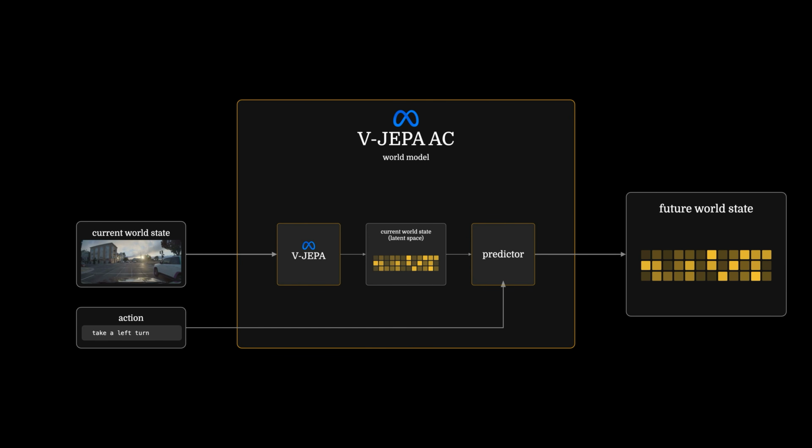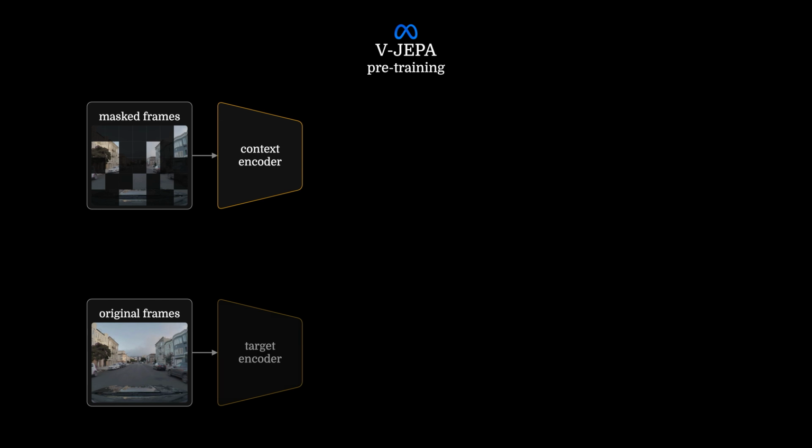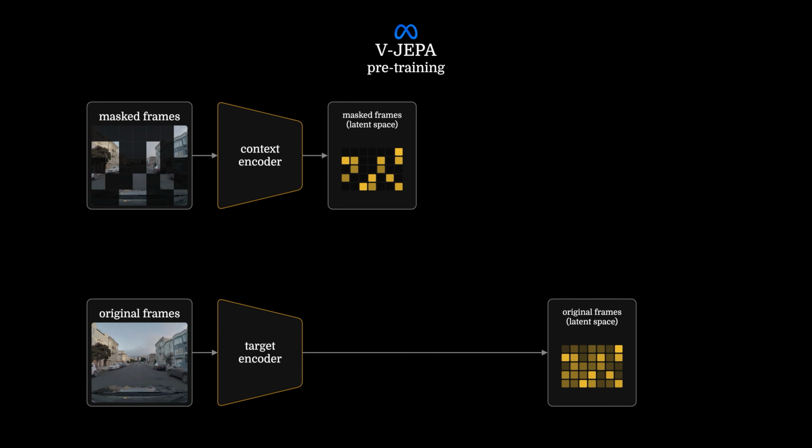To understand how this representation is different from the latent space in, say, diffusion models, it's worth understanding how the base VJEPA encoder is pre-trained. It's entirely self-supervised. The input video is corrupted by masking large regions within each frame, and the model has to recover them. But crucially, not in pixel space. The masked frames are passed through a context encoder, and the original frames are passed through a target encoder. Both are mapped to a latent space.